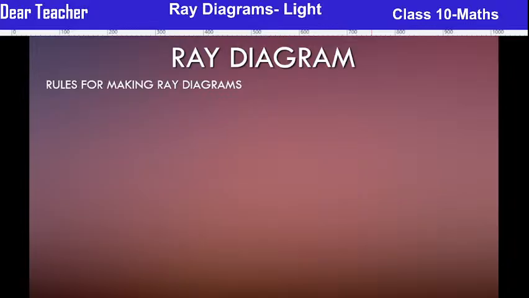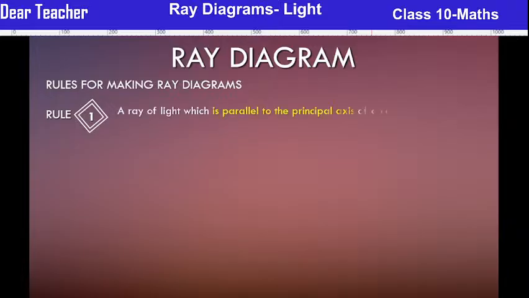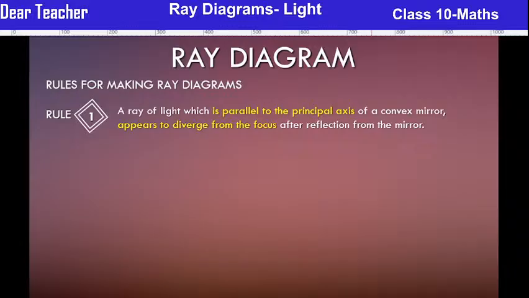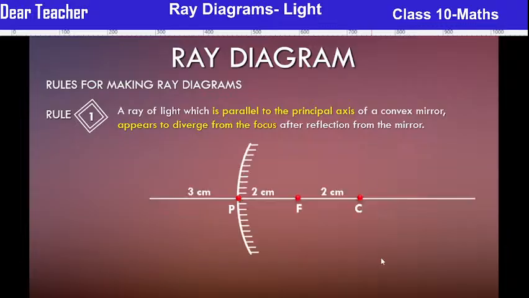What rules do you have to follow to make diagrams? First rule is a ray of light which is parallel to the principal axis of a convex mirror. Okay, these are the rules for the convex mirror, not concave mirror. Concave mirror also has rules like this. So, now I am talking about the convex mirror. A ray of light which is parallel to the principal axis of the convex mirror appears to diverge from the focus after reflection from the mirror.